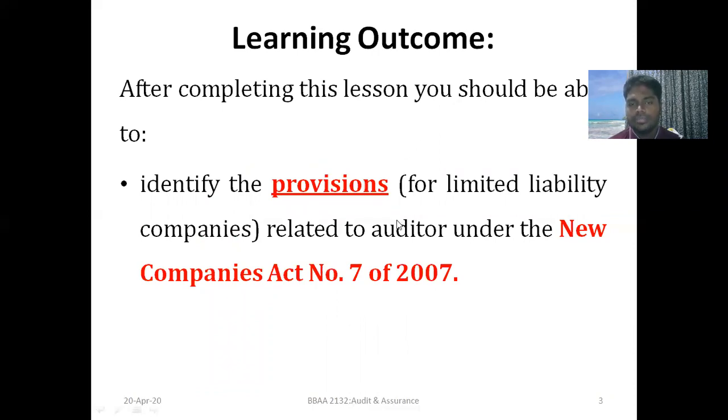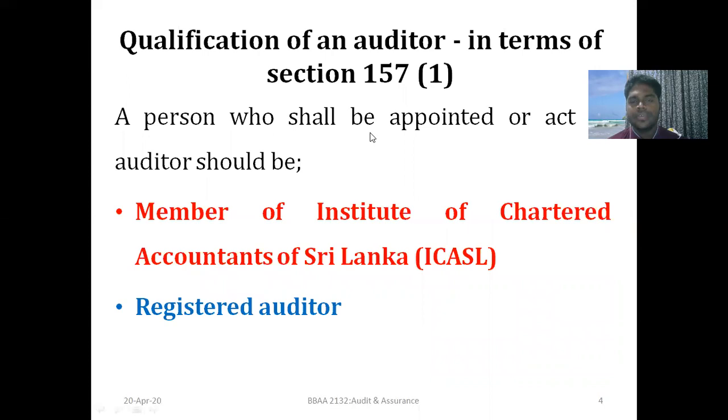In this handout there is only one learning objective: to identify the provisions or arrangements related to audit under the new Company Act number 7 of 2007. I prepared this handout based on the particular Company Act. If you want, you can download it; more than 450 pages are there. I already uploaded the Company Act PDF in the LMS, so if you want more idea about it, you can refer to that document. Here I took the important information from the Act and summarized it in about 4 pages.